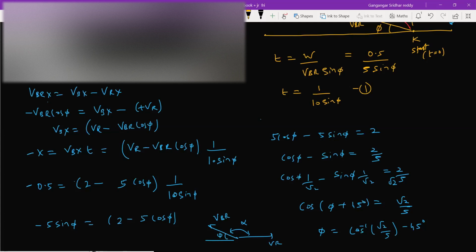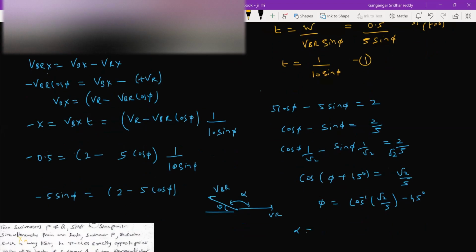So what is alpha now? The angle made by the velocity of the boat with respect to river current. Always I should express everything in terms of alpha here. So alpha will be pi minus phi. This angle is our answer, and this is a convention. Okay, I think with this sign you have to be careful: up the stream, down the stream.